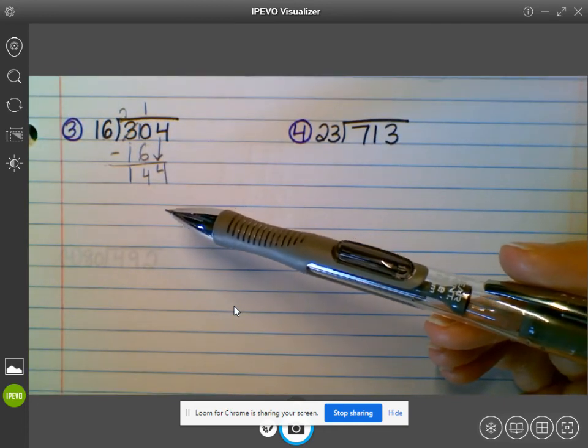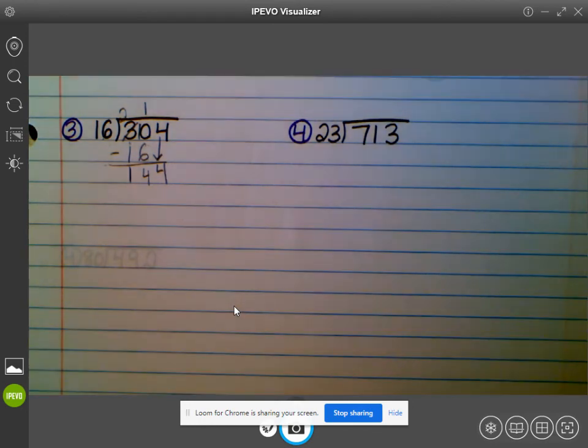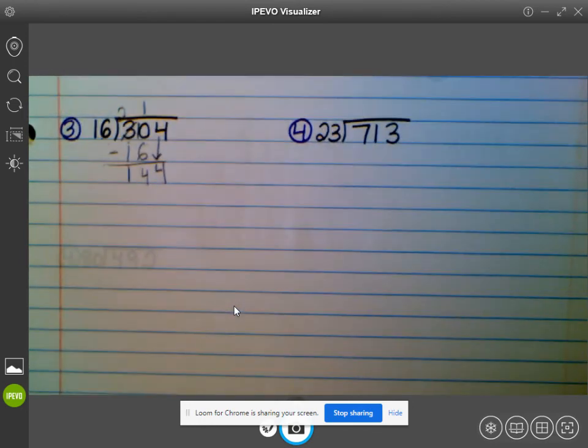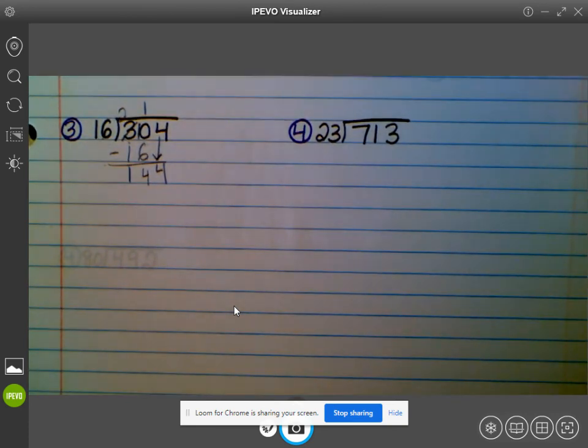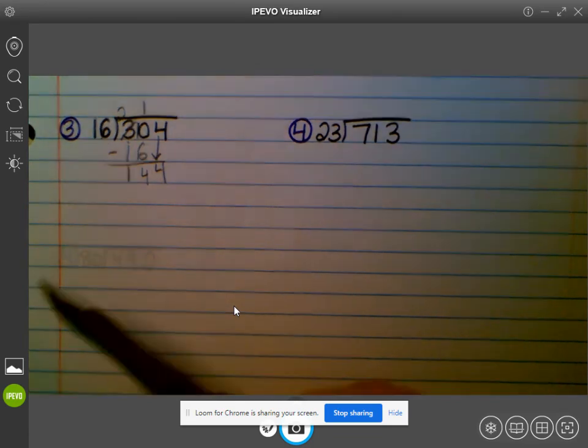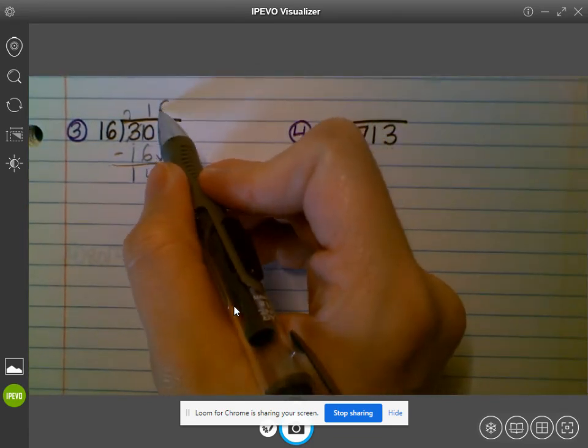Show me on both of your hands, how many times does 16 end up going into 144? Use both of your hands to show me. Yeah, I see people holding up 9 fingers. 16 goes into 144 9 times.